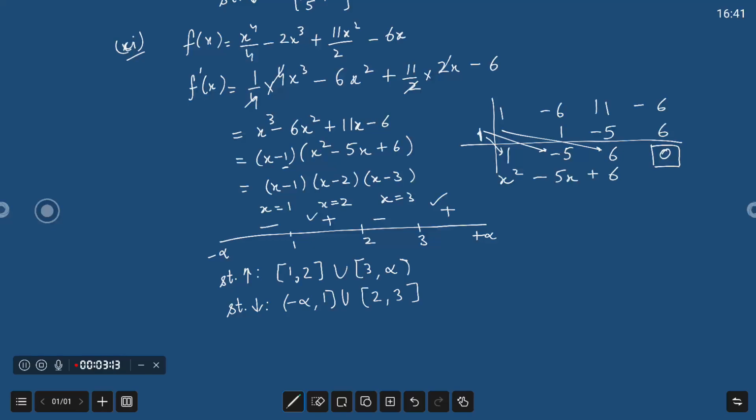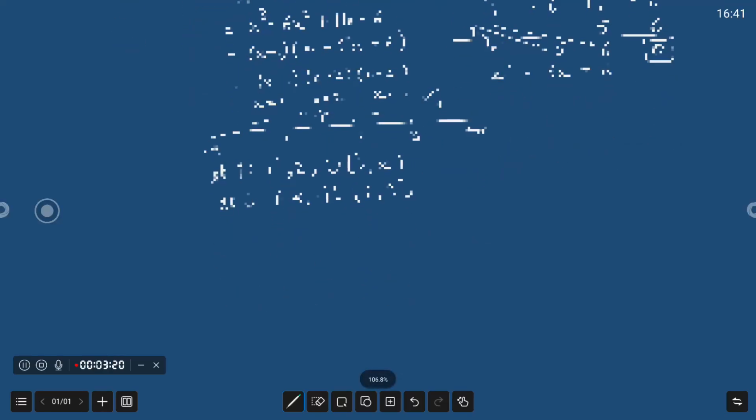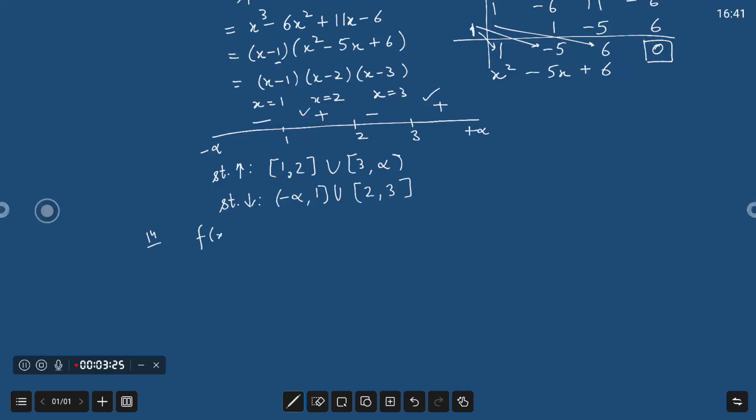Question 14. Find the interval in which the function f(x) = x^2 e^(-x) is increasing. So this is question number 14. f(x) equals x^2 into e^(-x). Now again, how will you differentiate? First find the derivative. First function into derivative of the second function, e^(-x) into minus 1, plus the second function as it is into derivative of the first function.